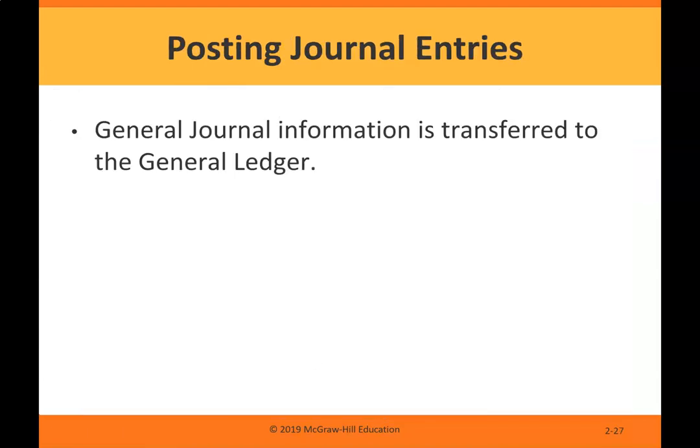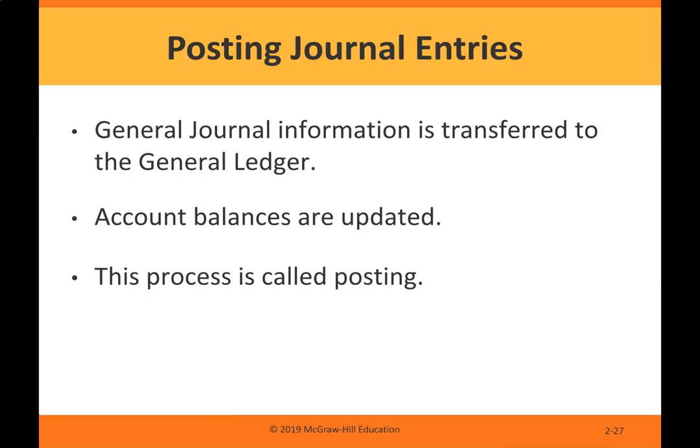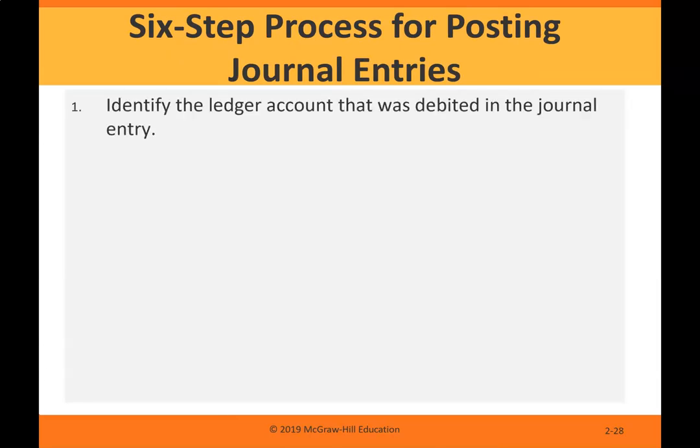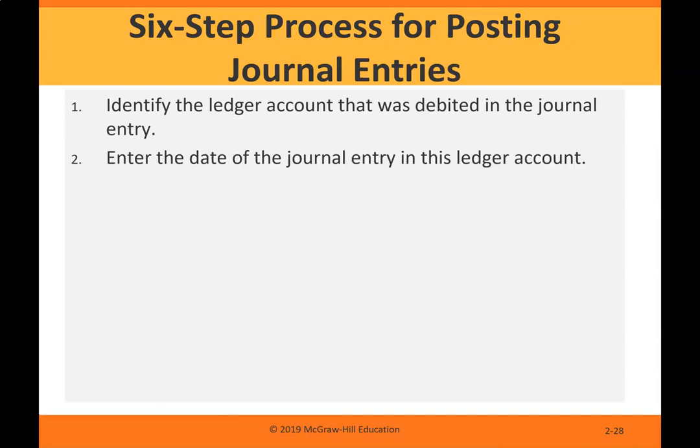Posting journal entries. General journal information is transferred to the general ledger. Account balances are updated. This process is called posting. 6-step process for posting journal entries. 1. Identify the ledger account that was debited in the journal entry. 2. Enter the date of the journal entry in this ledger account.